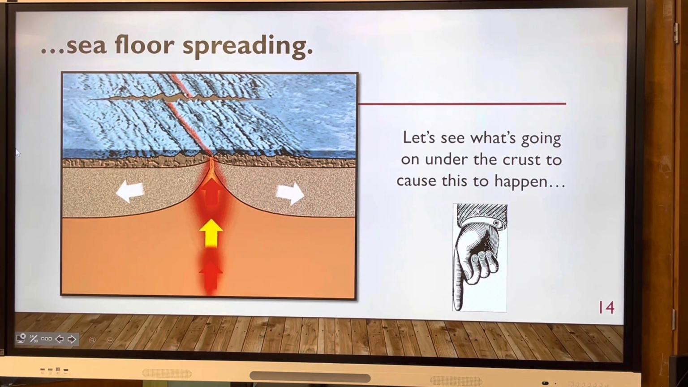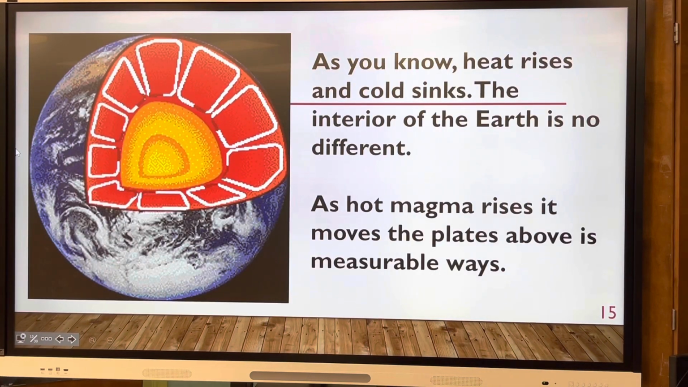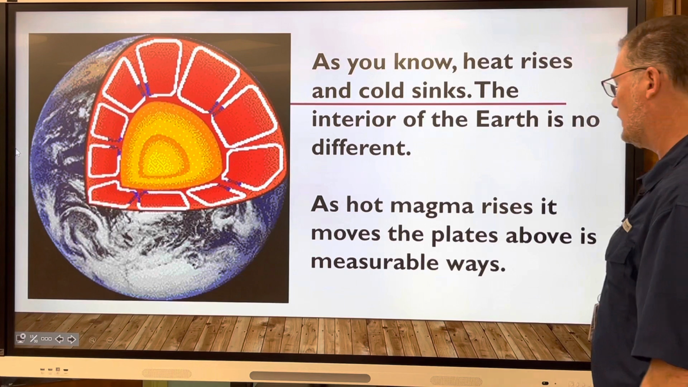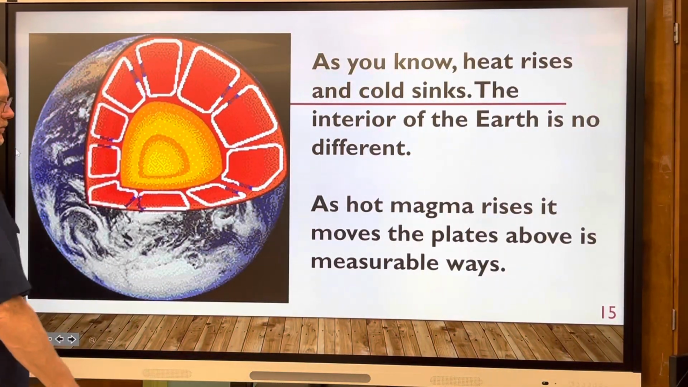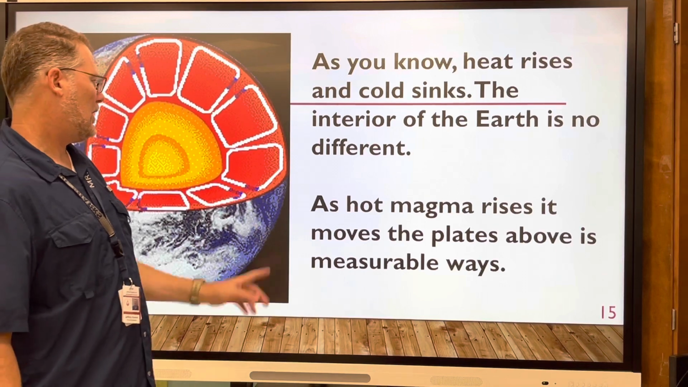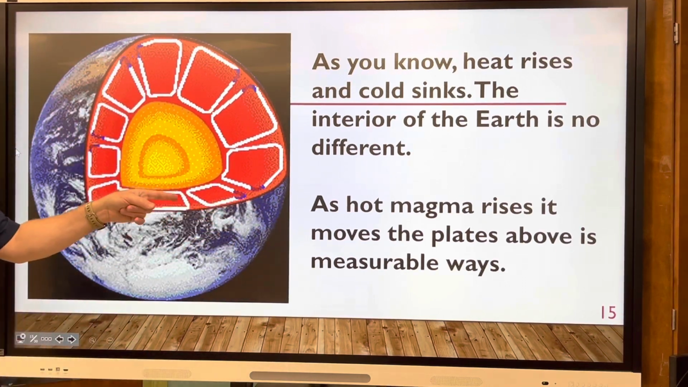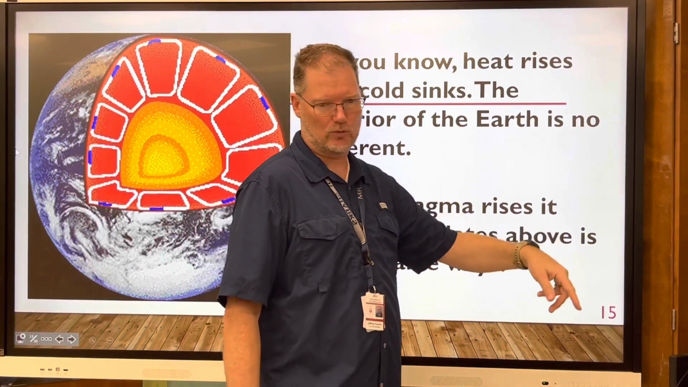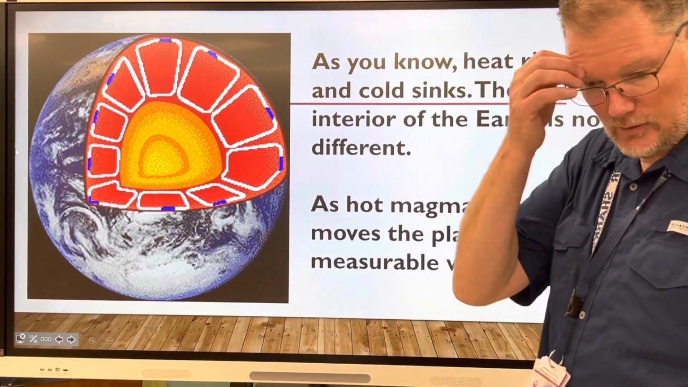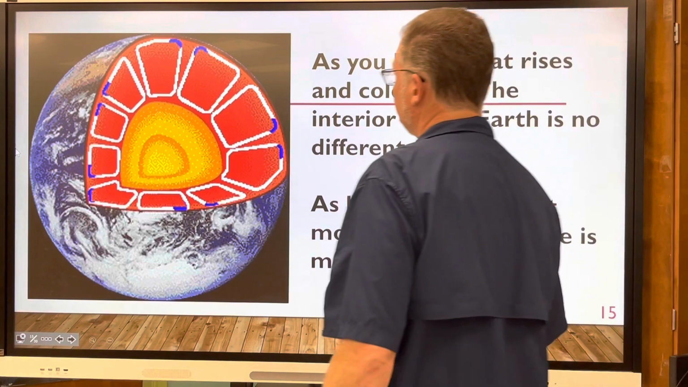So, and of course, you can see in your notes that the answer is convection currents, right? So hot magma rises and moves the plates above it in measurable ways. That's a typo in the notes; it's supposed to say "in measurable ways." Fix that in your notes, okay?